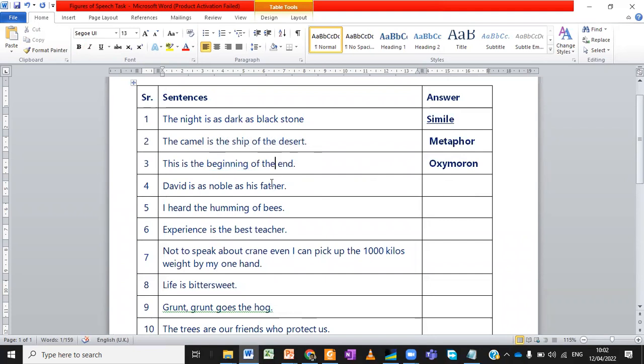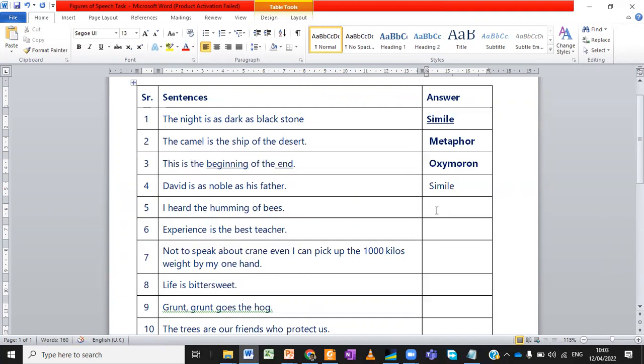Remember I told you yesterday, I think I told you that for alliteration. All these, the preposition and the article, they don't really matter, okay? So the opposite of beginning is end, so oxymoron. You're correct, keep moving. Number 4, simile. Of course.